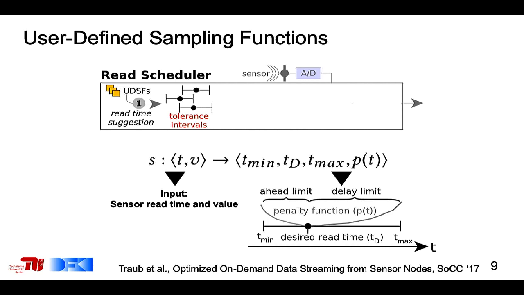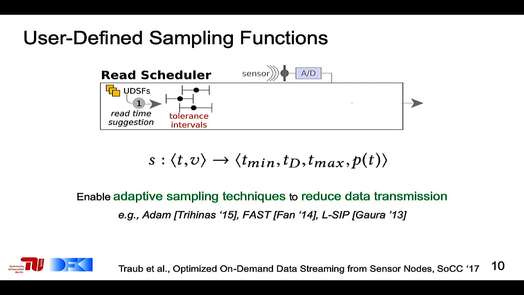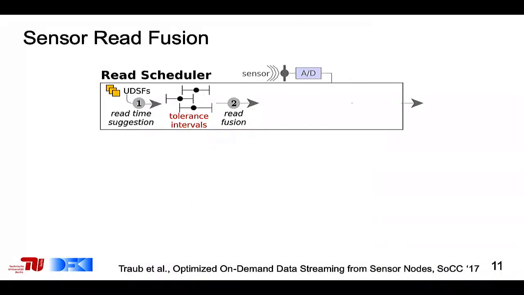The interesting thing about this abstraction is that it supports all the adaptive sampling techniques which reduce data transmissions. So for example, there's the ADAM approach, the FAST approach, or LSIP, all very different ideas of how to reduce data transmissions between sensor nodes and applications. And what our technique basically allows is to run all these different adaptive sampling techniques in one common system and to share reads and data transmissions among all of them. So what we do once we have these tolerance intervals or read requests from the UDSF is we perform a read fusion.